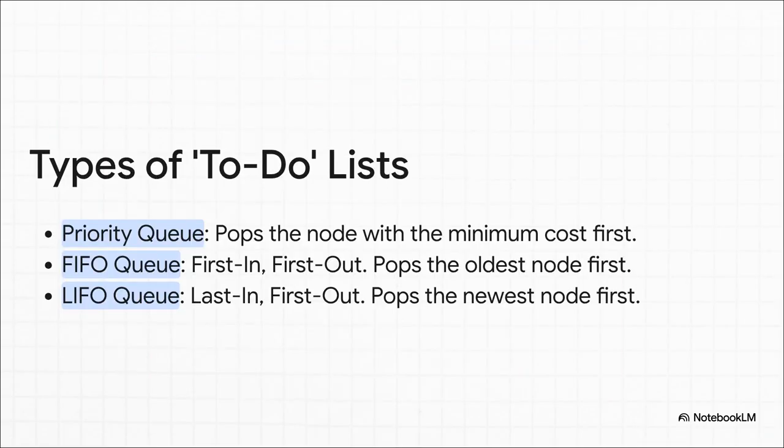Now, this is where things get really interesting, because how you organize that to-do list completely changes the entire search strategy. For example, you could use a priority queue, which always pulls out the node with the cheapest path cost first. Or you could use a FIFO queue, that's first in, first out, which is just like a line at the store. It takes the oldest node first. And then there's a LIFO queue, last in, first out, which works like a stack of plates. It always grabs the newest node right off the top. This one decision, how you order the list, defines the whole personality of your search algorithm.